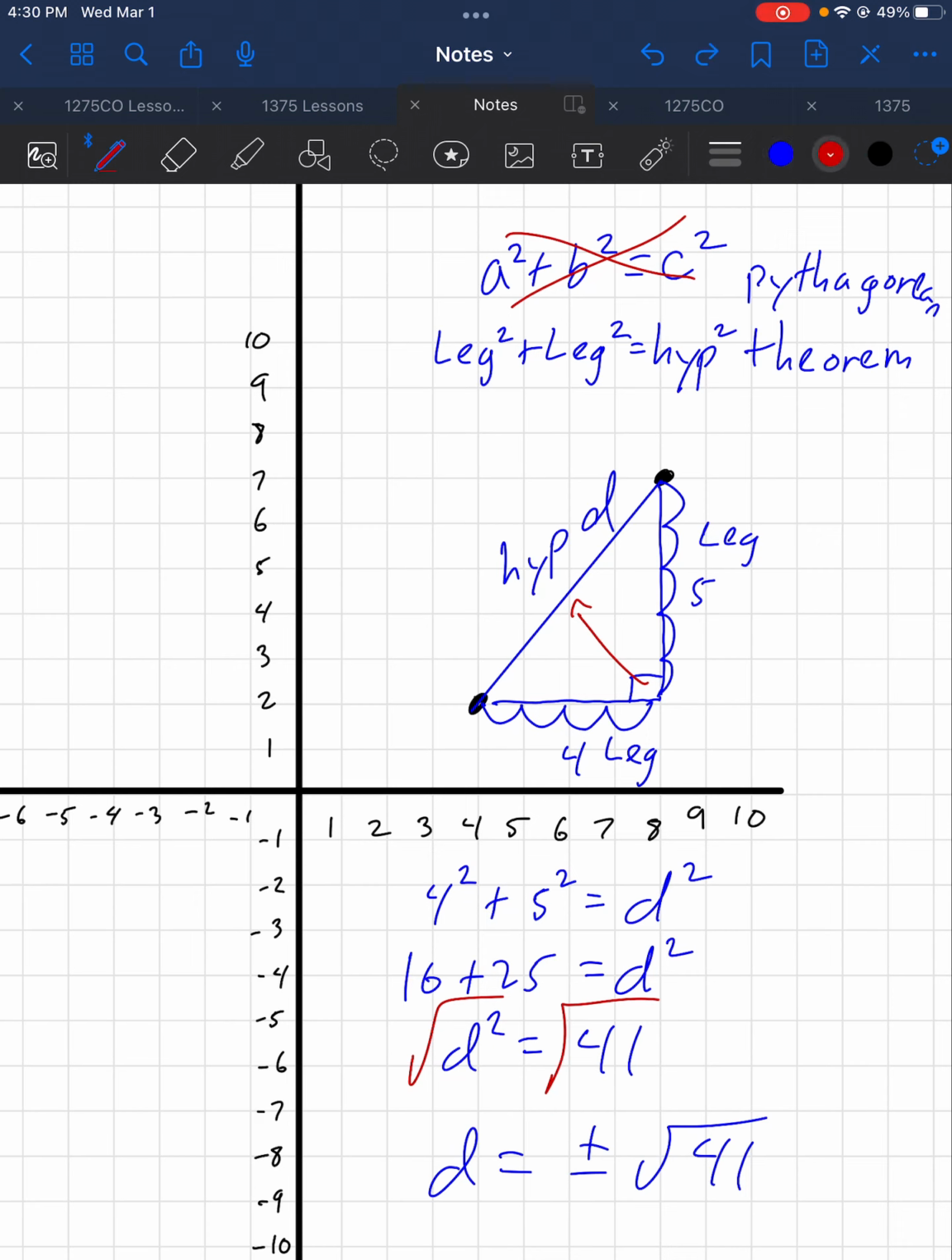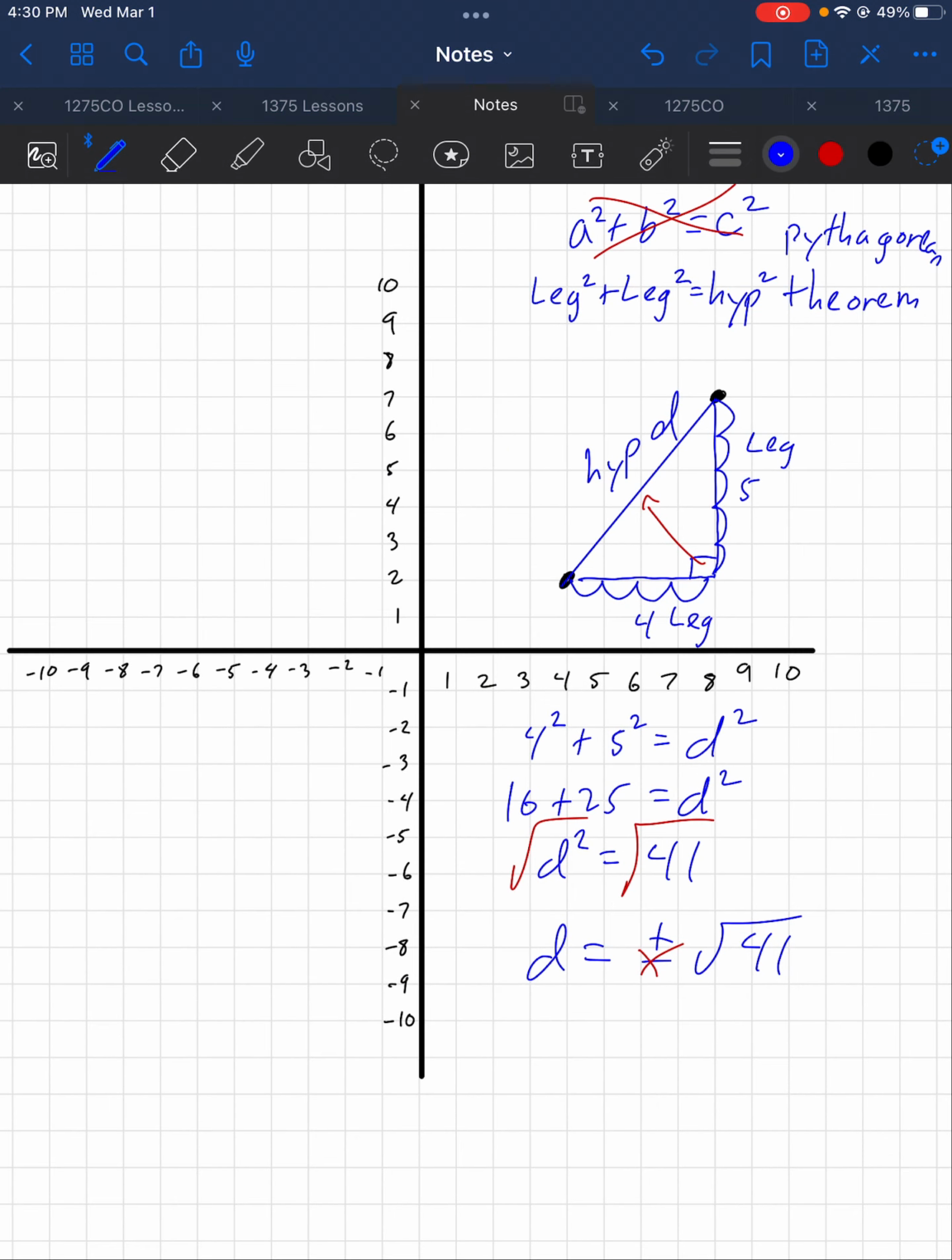The difference now, because this is a length, this is a distance that we are measuring. Distance cannot be negative, right? It's impossible to have a negative distance. So d is equal, in this case, to just the square root of 41.